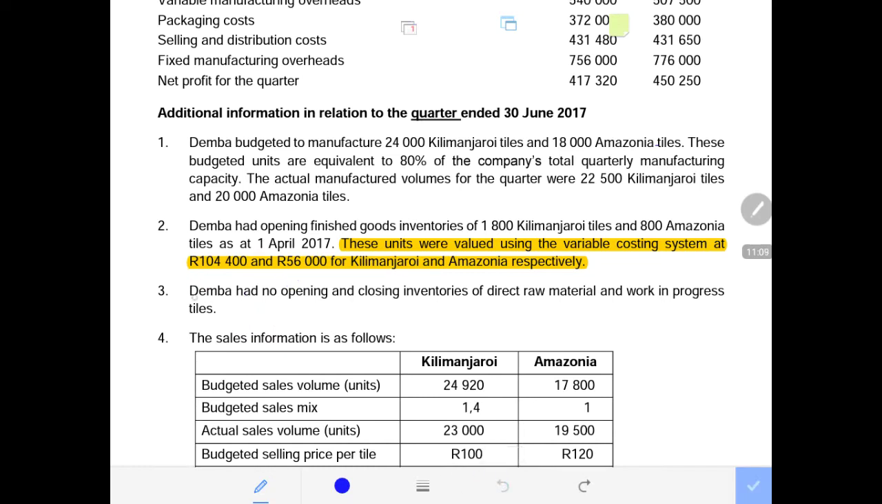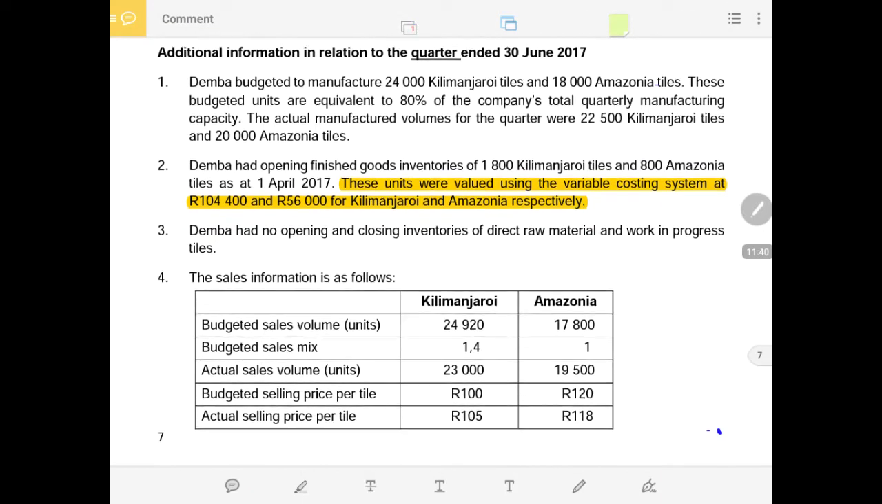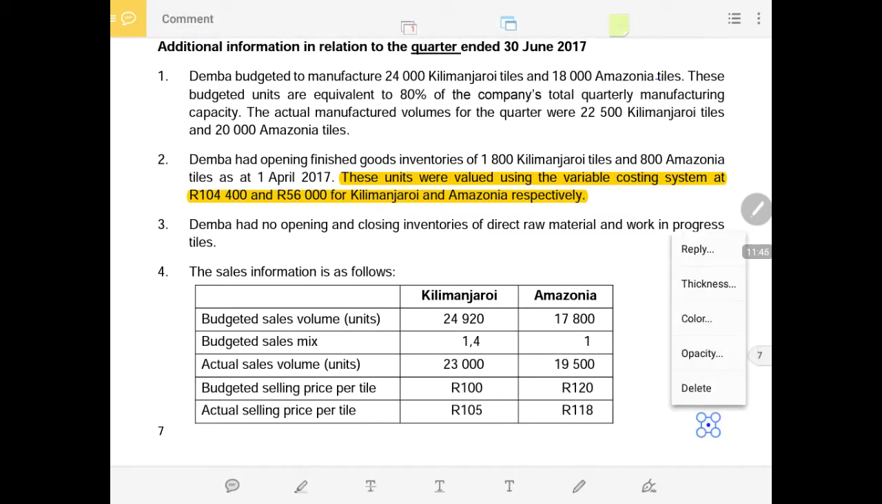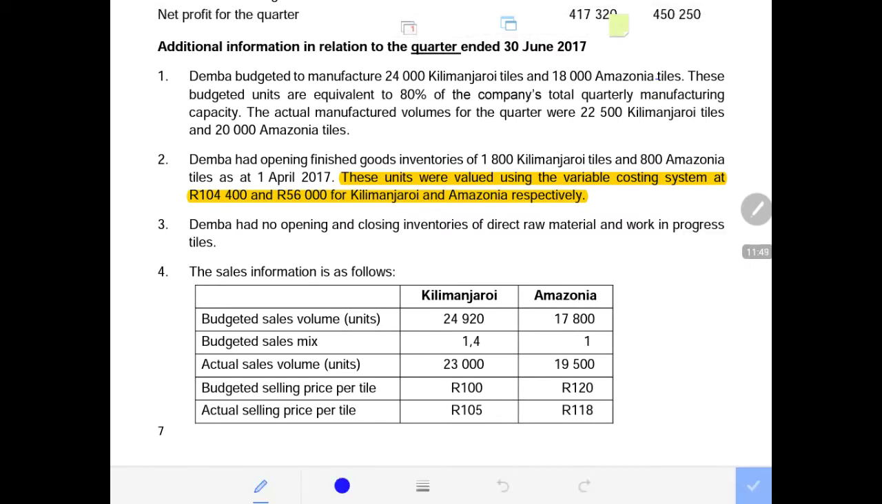Then after we say Demba had no opening or closing inventories of the direct raw material and work in progress tiles. And it's very important this to be highlighted, because now we start processing the raw material first into becoming a product. And when it's not finished at the end of the year, that is inventory of the work in process, which is opening inventory of work in process, plus material, plus labor, plus our overheads that are applied. So I don't want to go there, but this is important to highlight that there was no opening, neither closing of the work in progress, and no opening and no closing of the direct material.